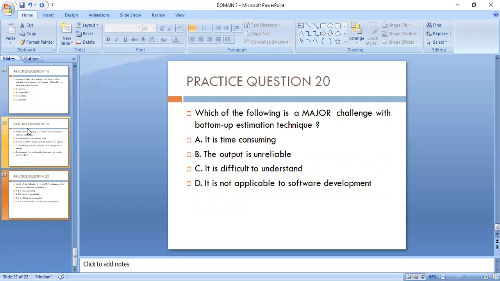20. Which of the following is a major challenge with bottom-up estimation technique? A. It is time consuming. B. The output is unreliable. C. It is difficult to understand. D. It is not applicable to software development.